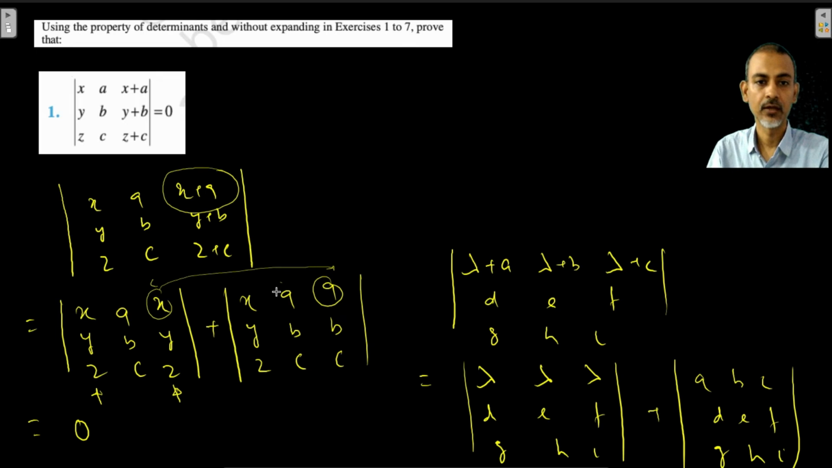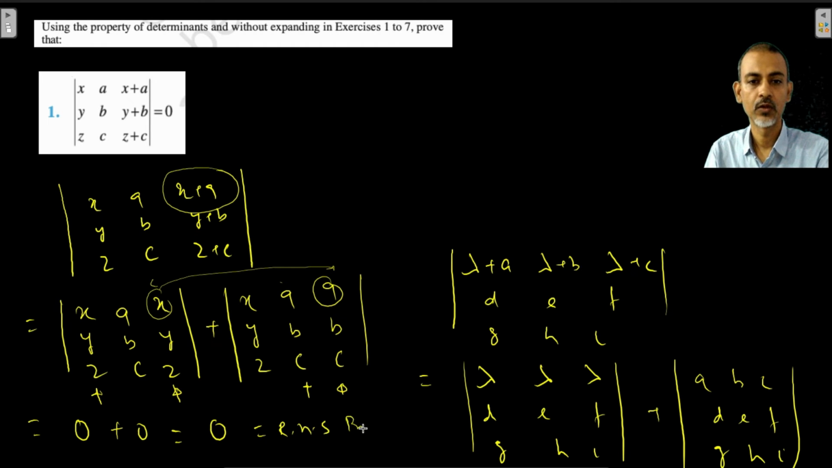Same way, now this column and this column are equivalent, so this is also 0. So we made use of two properties in this one, and this is how we got the value. Now I can say this RHS is proved. Alright, now let's go to the second one.